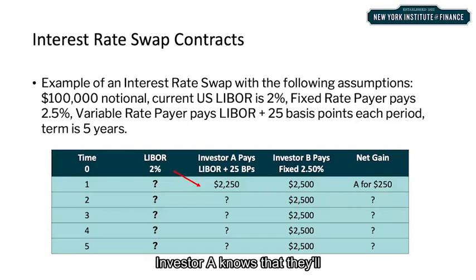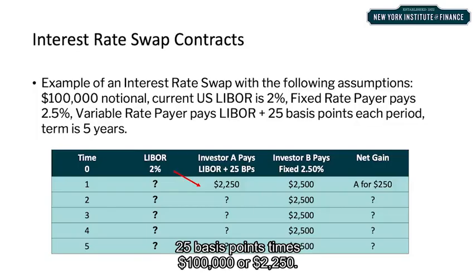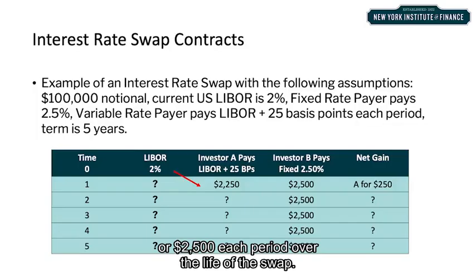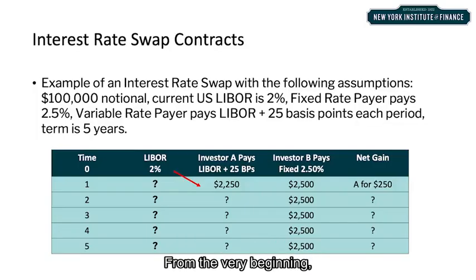So investor A knows that they'll have to pay 2% plus 25 basis points times $100,000, or $2,250. Also, investor B knows that they will have to pay a fixed rate of 2.5% times $100,000, or $2,500, each period over the life of the swap. So from the very beginning, party A and party B know that there will be a net payment of $250 to party A at time one.